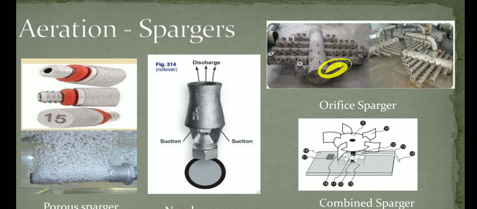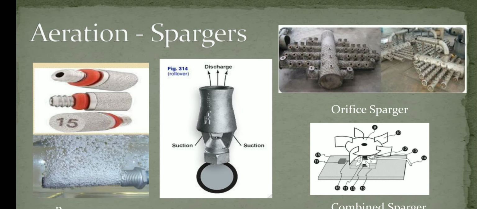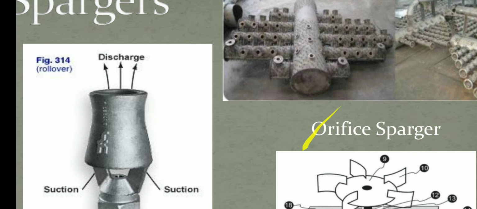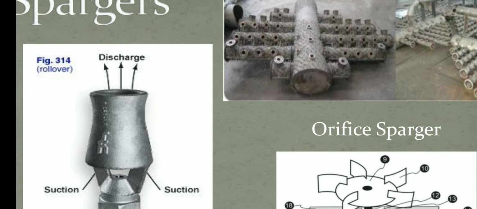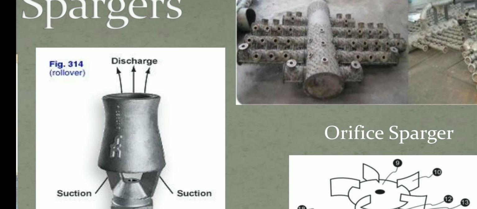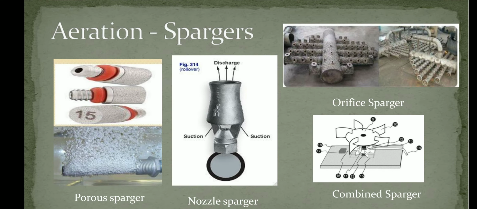This is an orifice sparger, which is a perforated pipe. You can see here it is a perforated pipe. Through these perforations, sterile air will be passed into the fermenter tank.